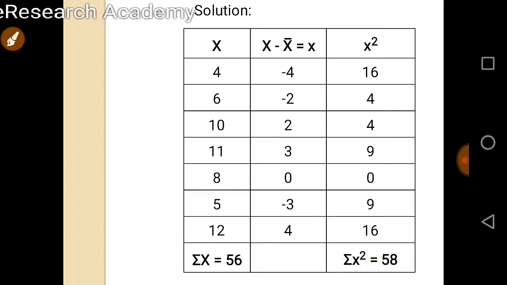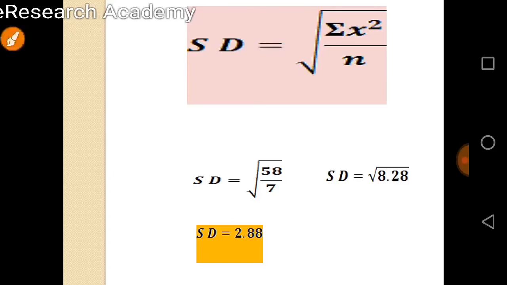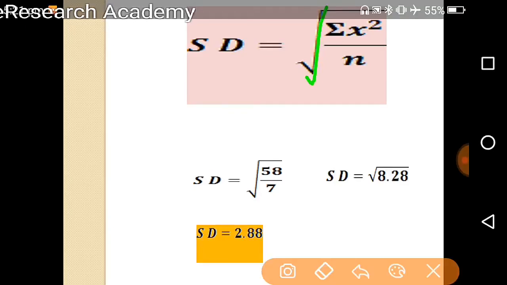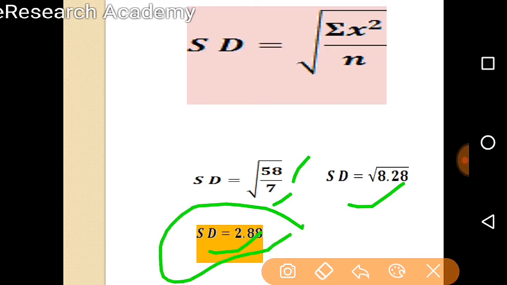And where we will apply this sigma x square, right? So what is our formula? The formula for calculating standard deviation is root sigma x square upon n. So sigma x square we have 58 in our last calculation, and n we have 7, right? So standard deviation becomes root 8.28, right? And it is 2.88. So our answer by direct method in individual series is 2.88.